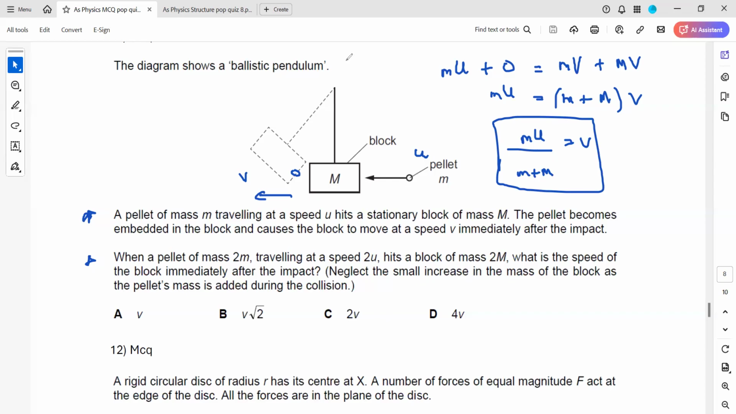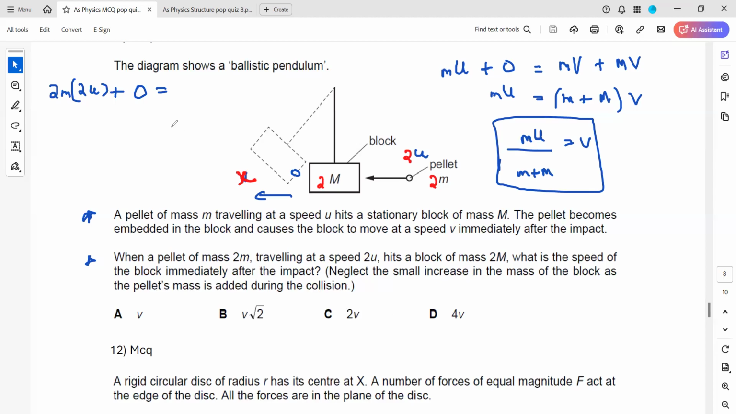Now the second scenario, and we need to find what velocity it is moving with. Now the mass of the pellet is 2m and its velocity is 2u. The mass of the block is 2M. This is what we need; say this is now x. So again, we'll use conservation of momentum. The mass of the pellet is 2m and its velocity is 2u, plus the momentum of the block, which is 0 initially. This is the second scenario where the mass is doubled for every object here, and the velocity is also doubled. Then they stick together and move.